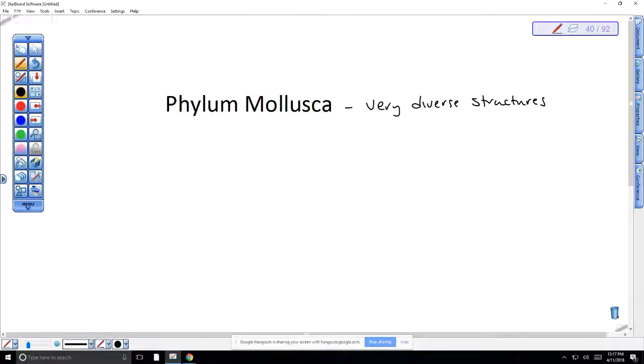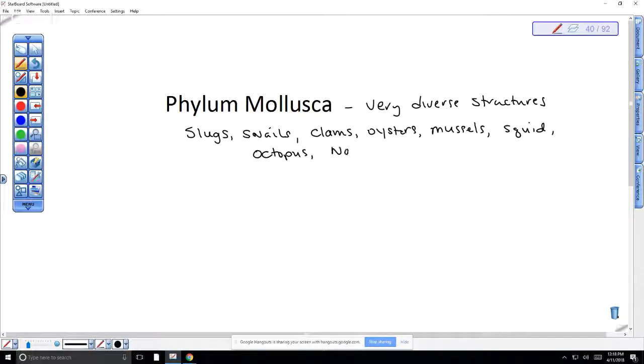Right? So this includes the slugs, also includes the snails. Those are kind of similar in their structure. But it includes clams, oysters, mussels. Those are very similar in their structure in that those are what are referred to as bivalves. And then we have the squid, the octopus, and the nautilus.